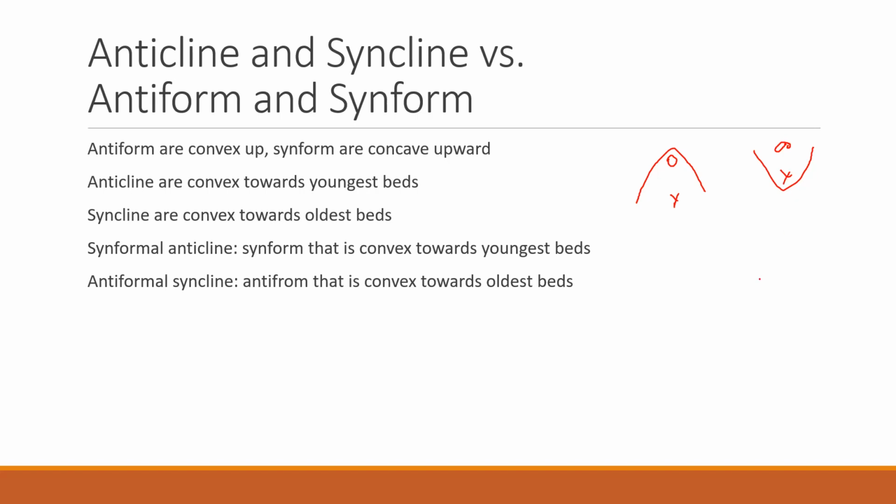You can have a synformal anticline. A synformal anticline is a synform, meaning it's this shape, but now instead of being the oldest to the youngest like that, it's youngest to oldest. You can have an antiformal syncline. Again, it's that shape, but now instead of being the oldest to youngest, it would be youngest to oldest. So to use the term cline, that means I know something about the ages of the beds. Form is just talking about the shape.